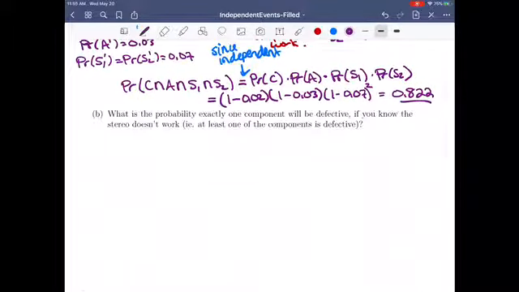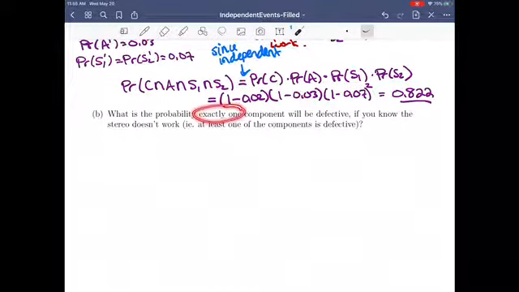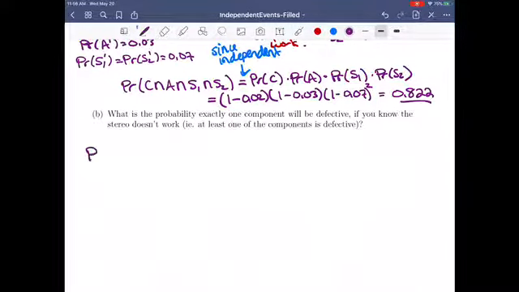Now, in part B, what is the probability exactly one component is defective if you know the stereo doesn't work? So your stereo is not working. You want to know, is it worth fixing? Maybe if it's only one component, you're going to fix it. So here we're looking for the probability of exactly one defective given broken.